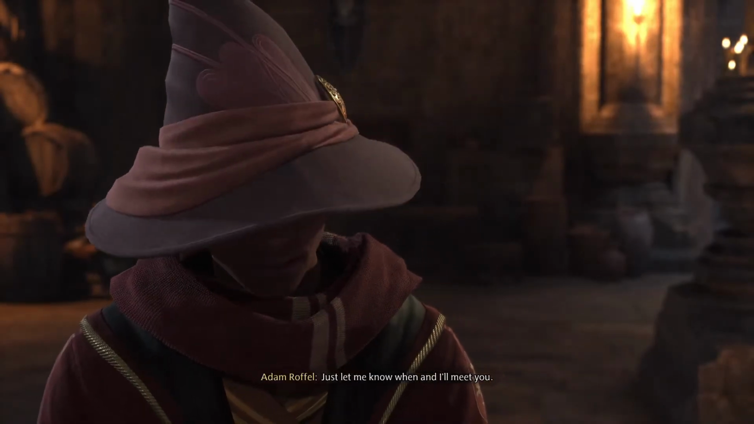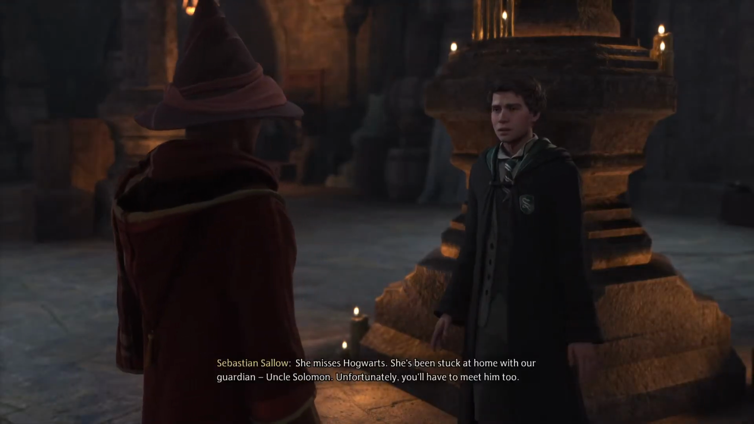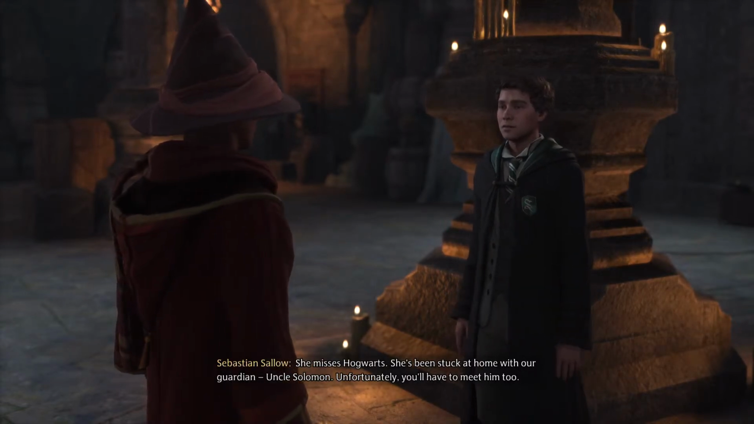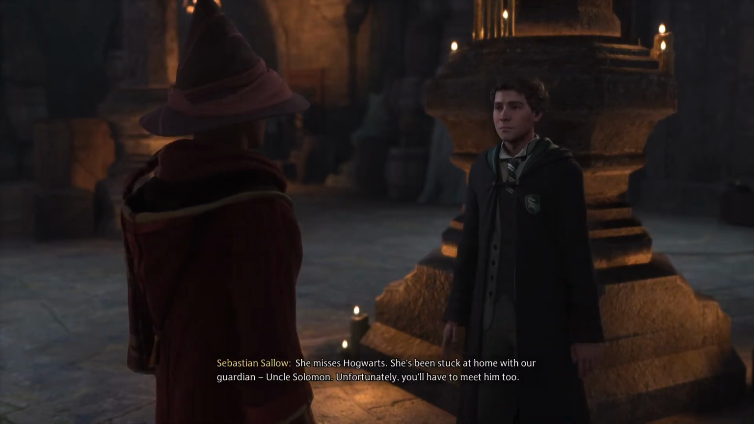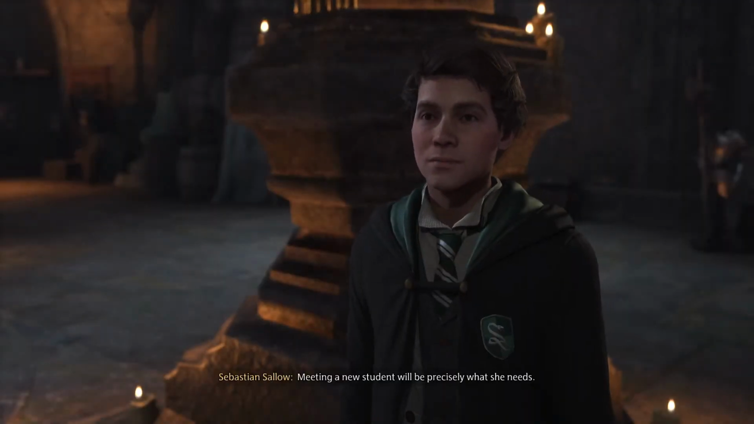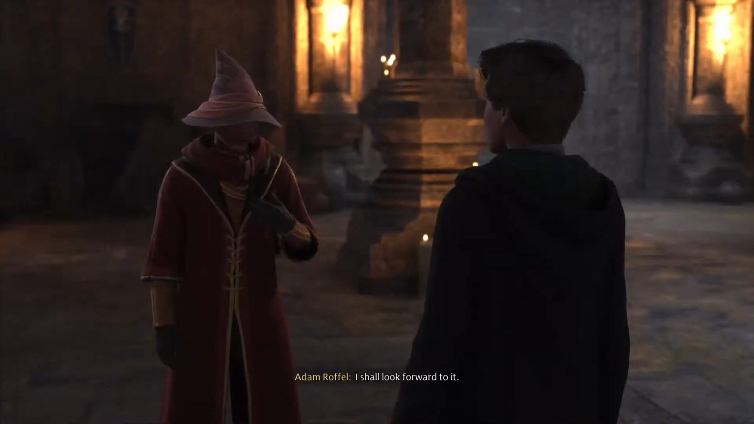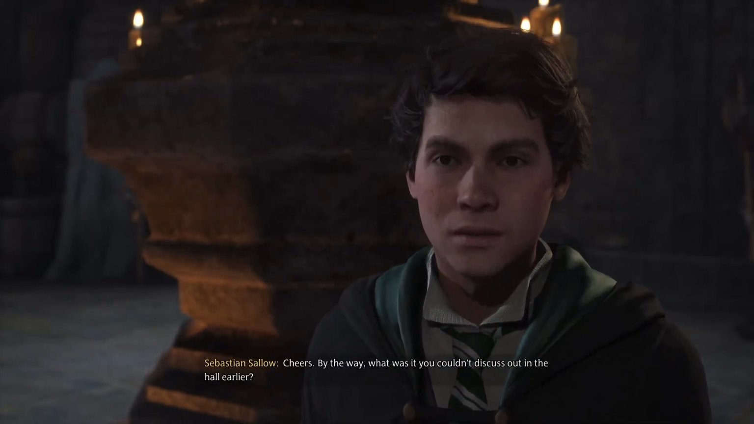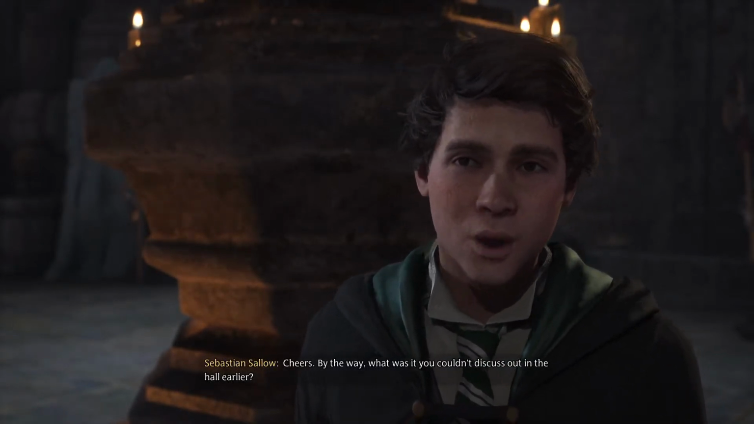Just let me know when and I'll meet you. Oh, she misses Hogwarts. She's been stuck at home with our guardian, Uncle Solomon. Unfortunately, you'll have to meet him too. Well, meeting a new student will be precisely what she needs. I shall look forward to it. Cheers. By the way, what was it you couldn't discuss out in the hall earlier?